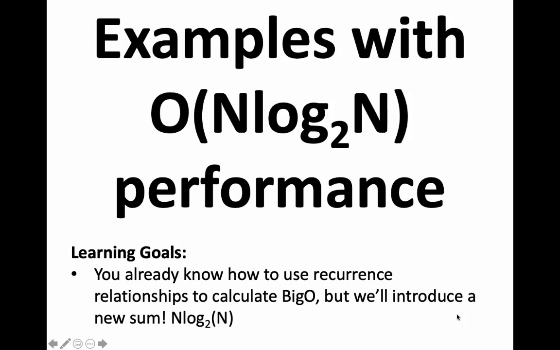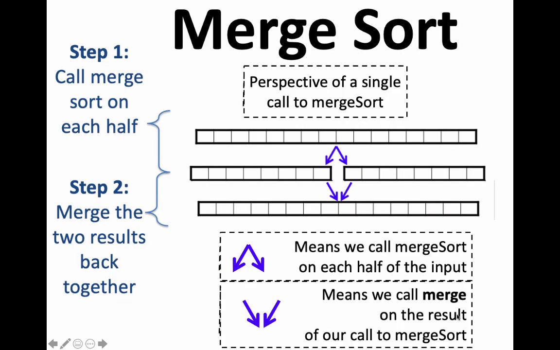Okay, here we're going to look at an example that is in big O of n times log base 2 of n. So you remember merge sort. So merge sort, what we did is we split our list into halves. We called merge sort on each half, and then we merged it back together. And remember, when we merged things back together, we had to touch every element once. So if we had n elements, that merge operation would take n steps.